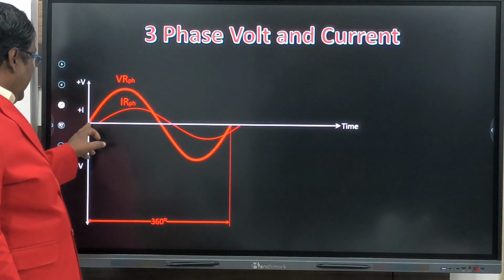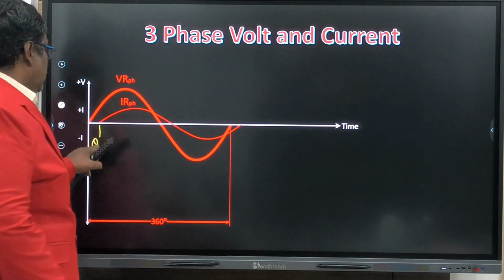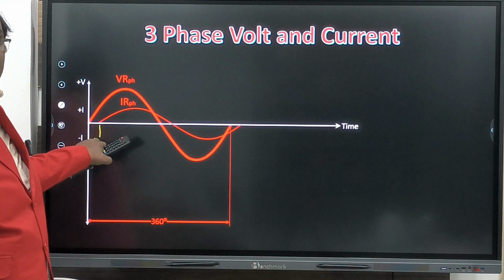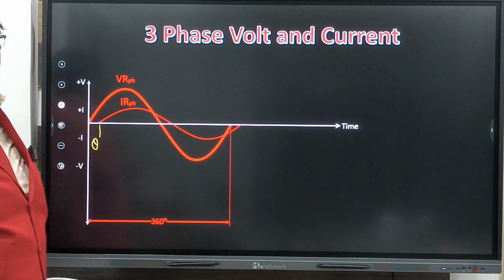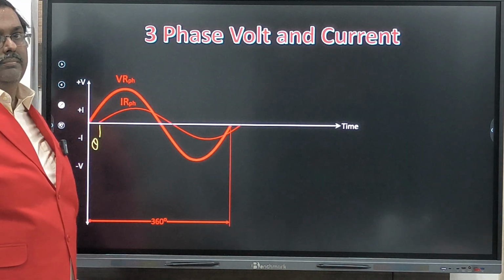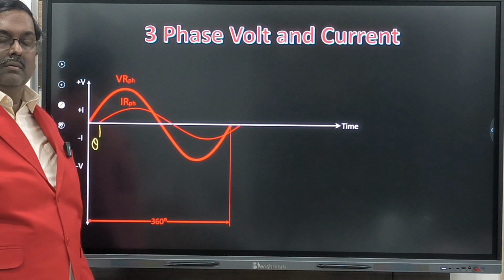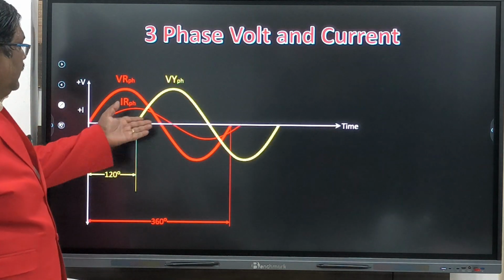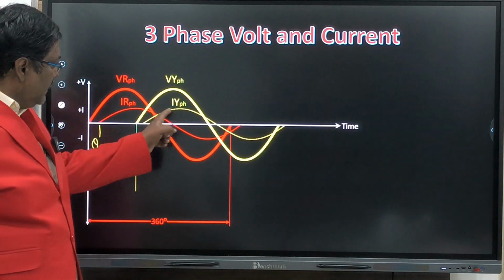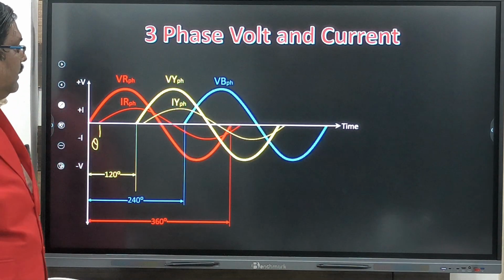The current curve will be delayed by an angle. This is the power factor angle, right? Cos of this angle is called the power factor. There is a delay because of the inductive load. Okay, so this is for red, not all. Now if you put yellow, it has a separate current curve.